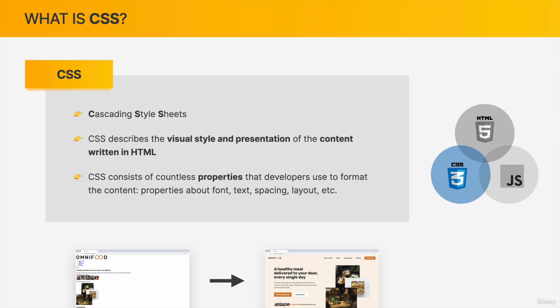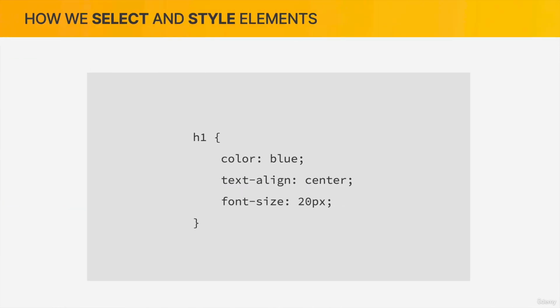So let's now take a look at an actual piece of CSS code. This is what a typical small piece of CSS might look like, and it always starts with a selector. So for example, if we want to style all the H1 elements on the page, we need to select them in CSS, and then we can apply some styles to them.